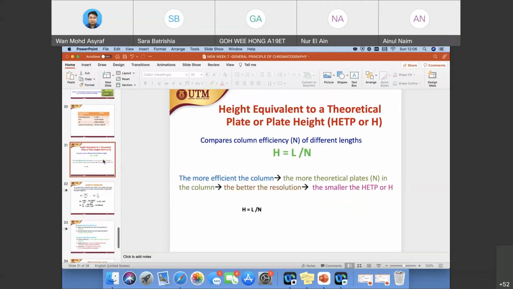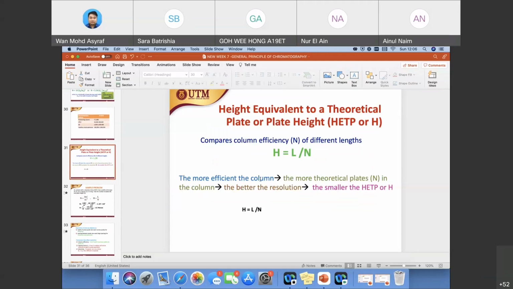I think this is the last formula for you to know: the height equivalent to a theoretical plate, or plate height. Just simply call it plate height. It compares the column efficiency, which is the N that we have looked at before, with a different length. Because now we are playing with length and also time. The longer the length, the higher the retention time because it needs to travel through a longer column.